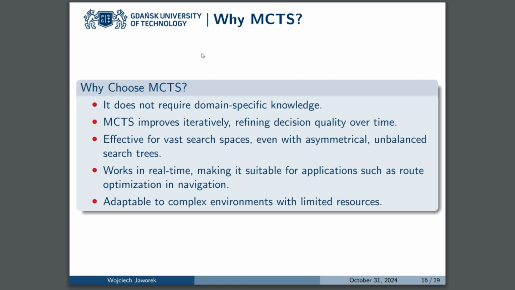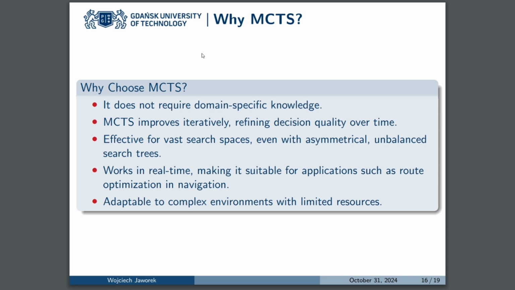So why choose MCTS over other algorithms? Well, the first thing is that it does not require domain-specific knowledge. For example, in games like Go, chess, and so on, we don't have to have a very advanced evaluation function. We only need a set of rules and a termination condition, and that's all this algorithm needs to work well. The second thing is that MCTS improves iteratively, refining decision quality over time, and it is because it goes through promising moves very often due to the UCT formula.